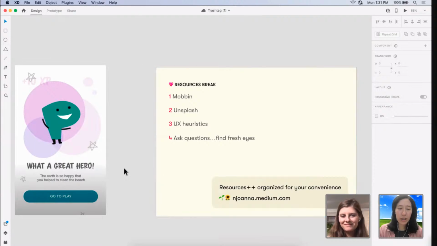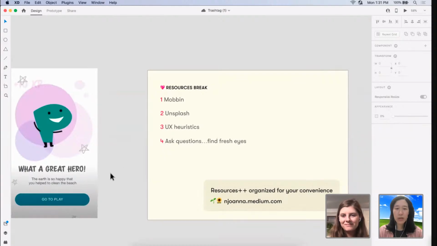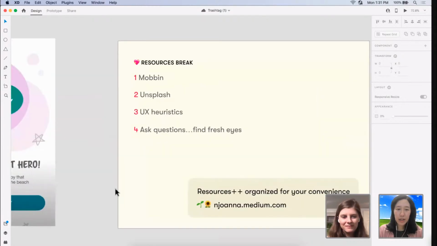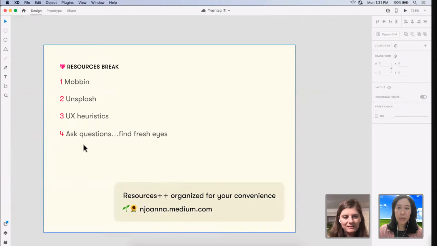I haven't installed it here. I think I was just saving and downloading images. It's been a really great resource for designs, or if you need some placeholder images, I think it's also good. Another resource is just to ask people questions.